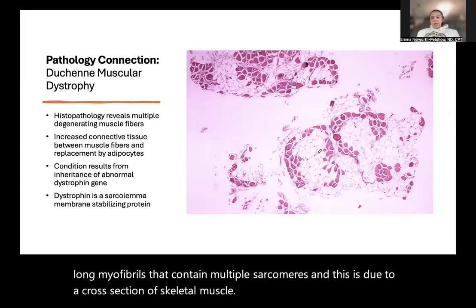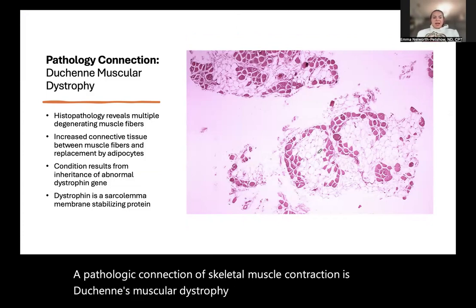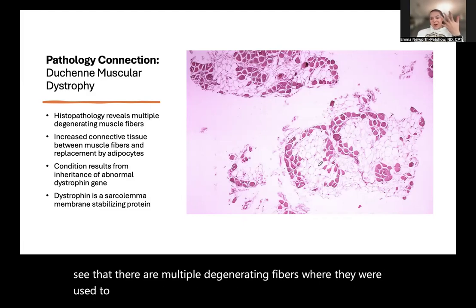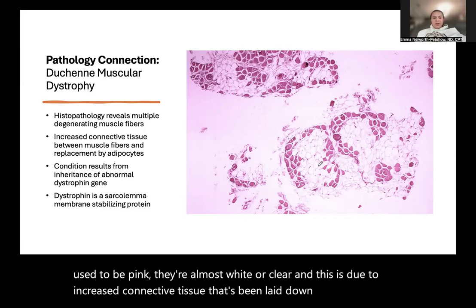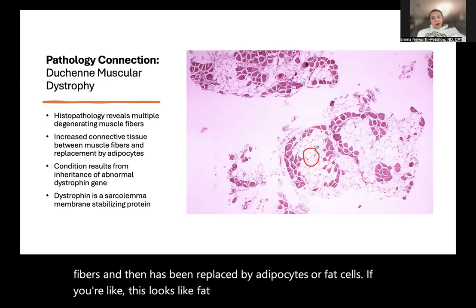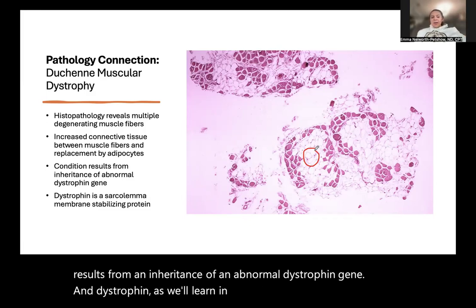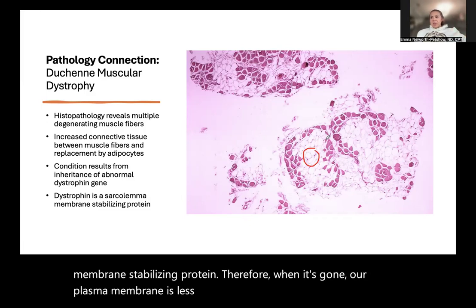A pathologic connection of skeletal muscle contraction is Duchenne's muscular dystrophy. In the histopathologic slide, we can see that there are multiple degenerating fibers where they used to be pink, they're now almost white or clear. And this is due to increased connective tissue that's been laid down between muscle fibers and then has been replaced by adipocytes, or fat cells. So if you're thinking, this looks like fat cells, you are correct. The condition results from an inheritance of an abnormal dystrophin gene, and dystrophin, as we'll learn in physiology, is a sarcolemma membrane stabilizing protein. Therefore, when it's gone, our plasma membrane is less stable in these muscle tissues in these individuals.